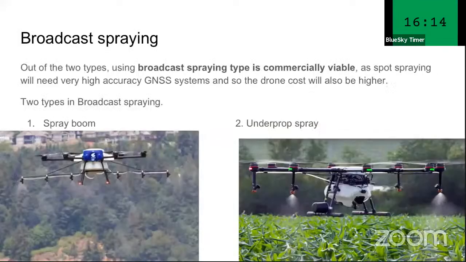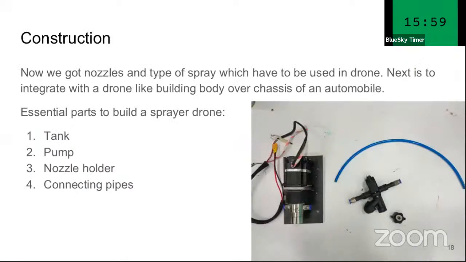In fact, the right-hand side picture may not even have a boom. It's actually the downcomers that are located at the bottom of the rotor arms, rather than having actually a boom, right? So how do you do the construction of this integration of the spray boom or the underprop sprays? Is to first of all get nozzles and the type of spray which have to be used in the drone, and the next is to integrate with the drone, like building a body over a chassis of an automobile.